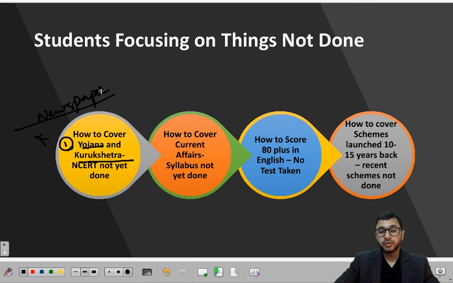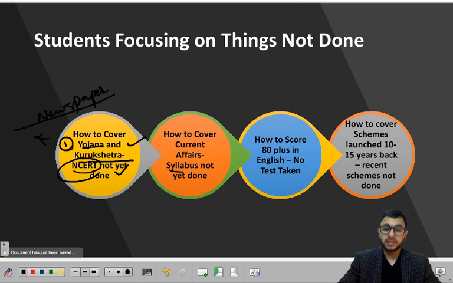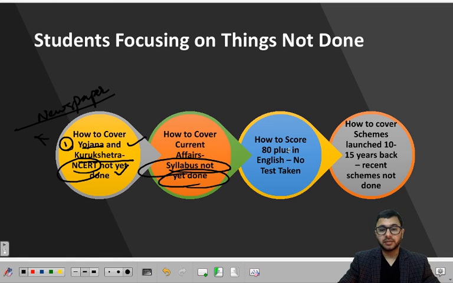Why is it important for UPSC? Because it helps them to understand how to write answers. You don't have to do that. Okay, if your NCERTs are not yet done, what's the point in asking how to cover Yojana and Kurukshetra and spending time on that? First, cover the basics. How to cover current affairs? Syllabus not yet done. First, cover the syllabus, then go towards current affairs. How to score 80 plus in English? No test taken.